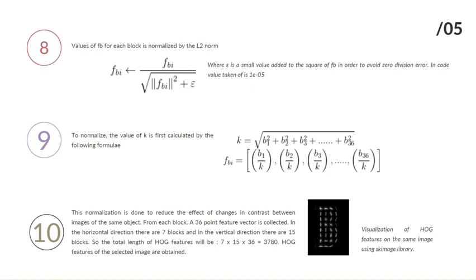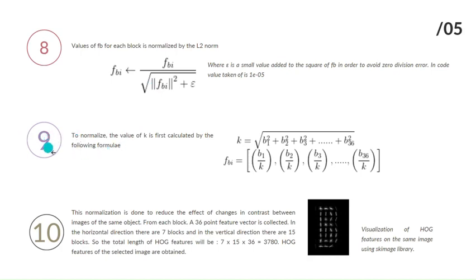Here FPI is known as the feature vector for block I, and the squared norm of the feature vector is the sum of the squares of its elements. And epsilon is a small constant added to avoid division by 0, often a tiny value like 10 power minus 5. By this formula, we will be normalizing each pixel value using the L2 norm.